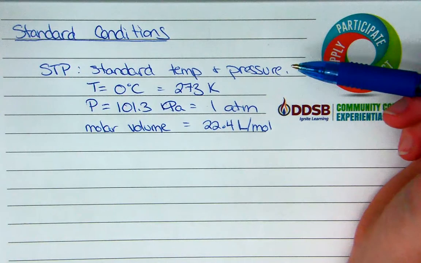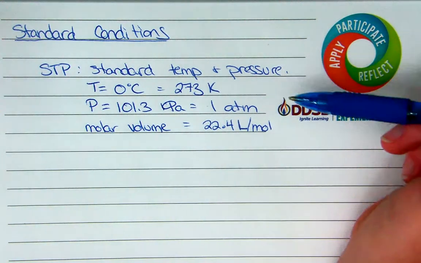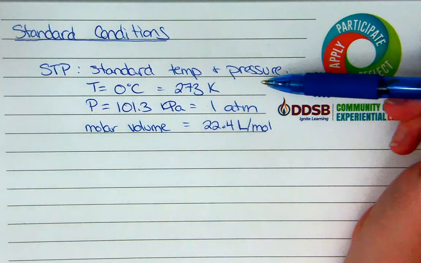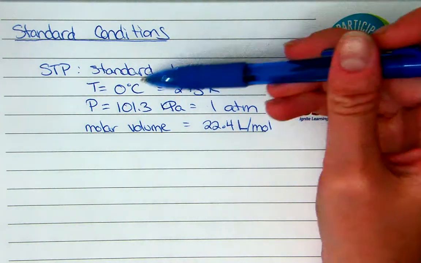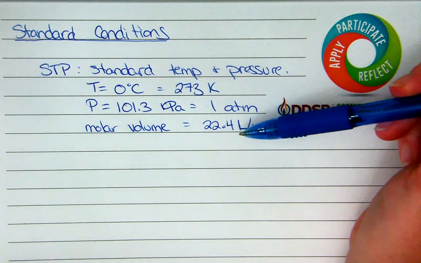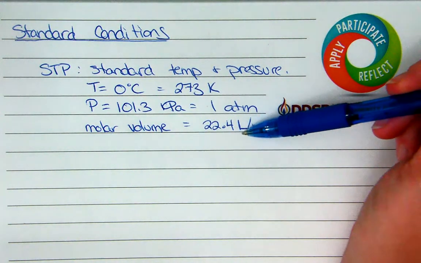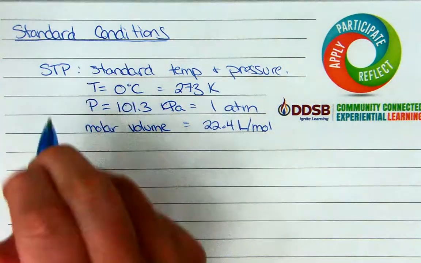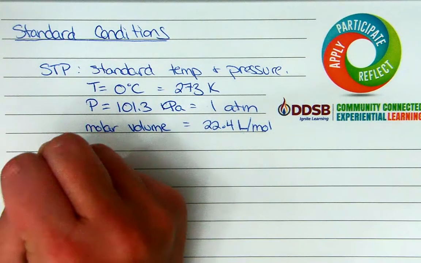So this means for an ideal gas, and you need to have done the kinetic molecular theory to know what I mean when I talk about an ideal gas, an ideal gas at these conditions, so at this temperature and pressure, will take up the space of 22.4 liters for every mole of gas that's present. Got that?